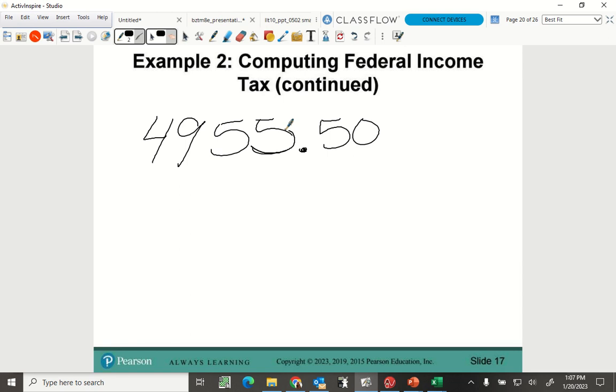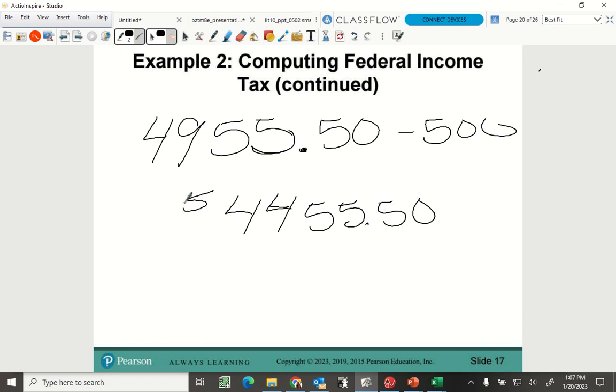Alright, so, thank you. You've got to wrap it up, Luke. He already has a tax credit of $500. So, in this word problem, he has a tax credit of $500. So what am I going to do? Since Luke isn't going to pay for all this, he has a credit of $500, so minus 500. What's that? $4,455.50 is what you're going to have to owe.